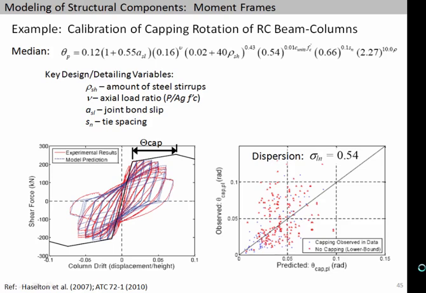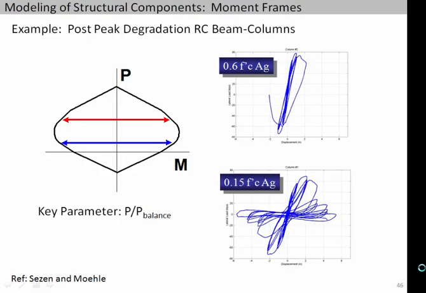The bad news is you can see the dispersion in the data in the lower right, a coefficient of variation of about 0.5. So when you put one value in your model and use one acceptance criterion, just remember that coefficient of variation is lurking back there. The post-peak becomes very important.